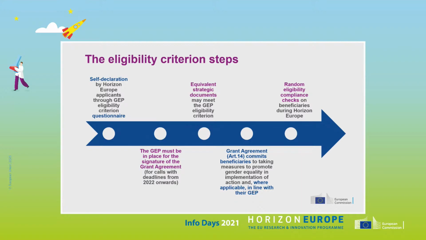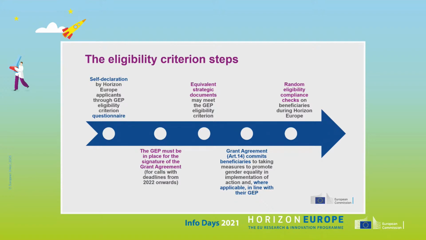And if you don't have, or if a partner in your proposal does not have a gender equality plan, and it should have, that partner will be rejected. If you have an equivalent document that covers the 4 mandatory process-related steps, it will be considered as an equivalent.